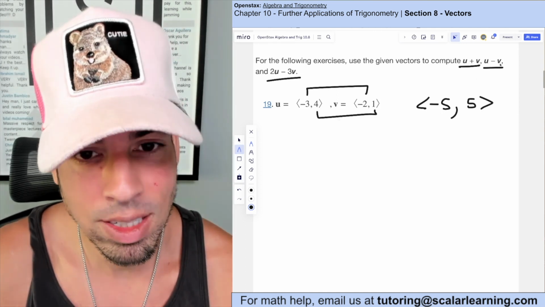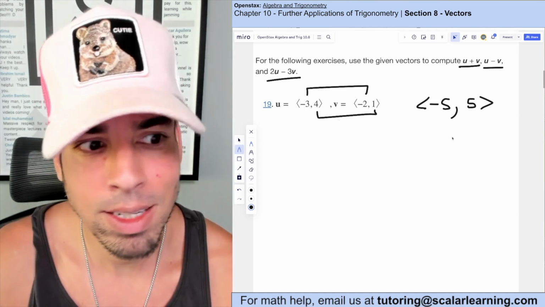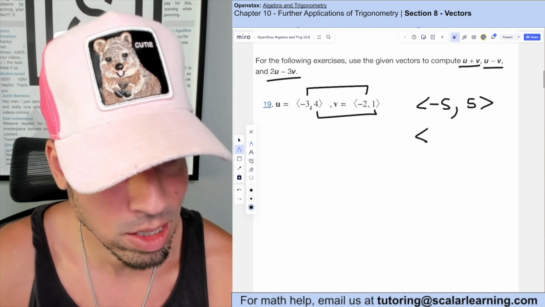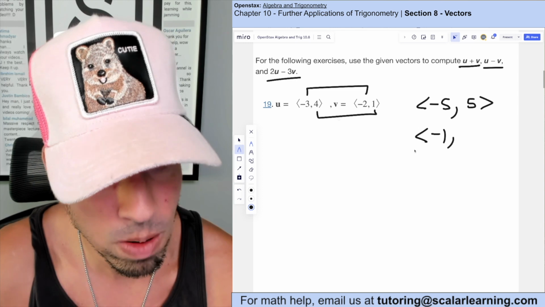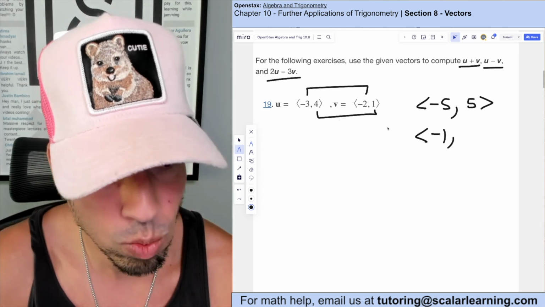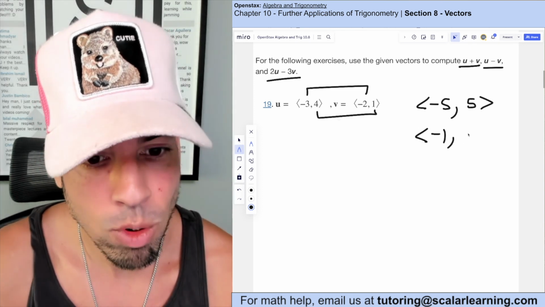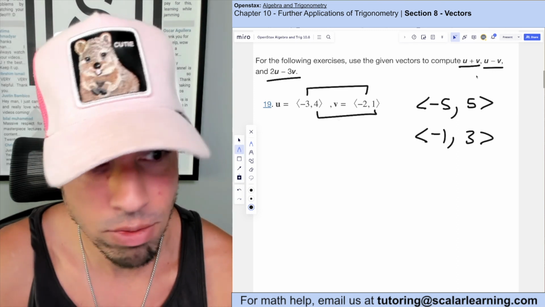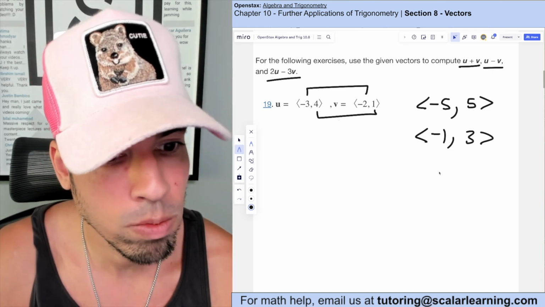So we're going to keep that in component form. When I do the difference, it's negative 3 minus negative 2. That double negative makes it a plus 2. So negative 3 plus 2 is negative 1. And then 4 minus 1, each one is subtracting, right? 4 minus 1 is 3. That's the difference.